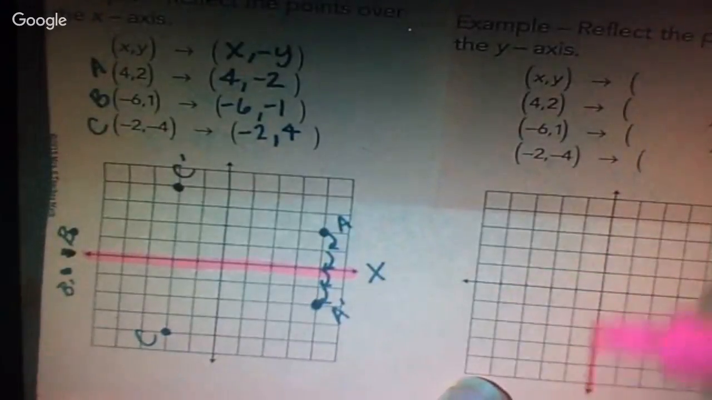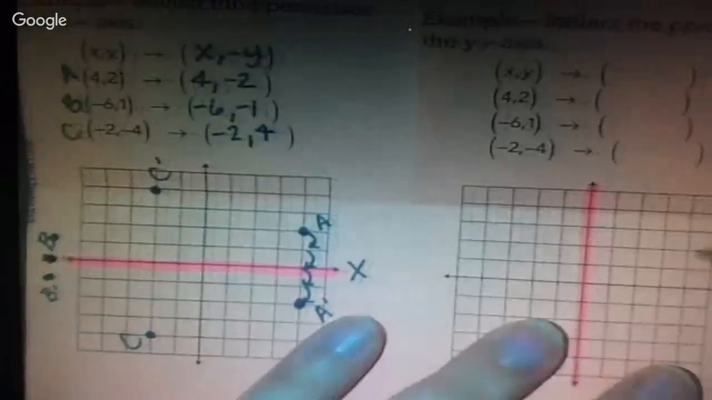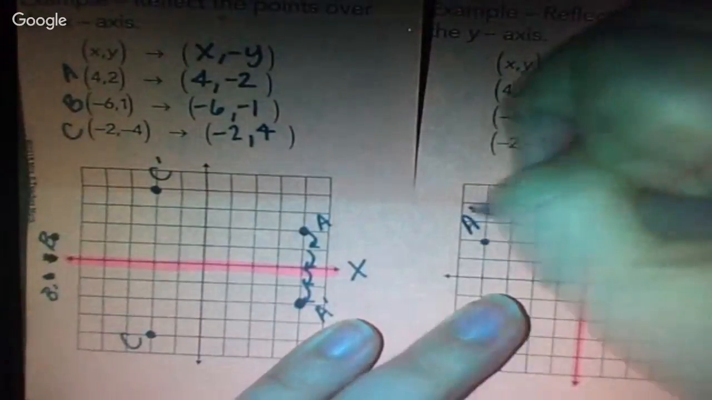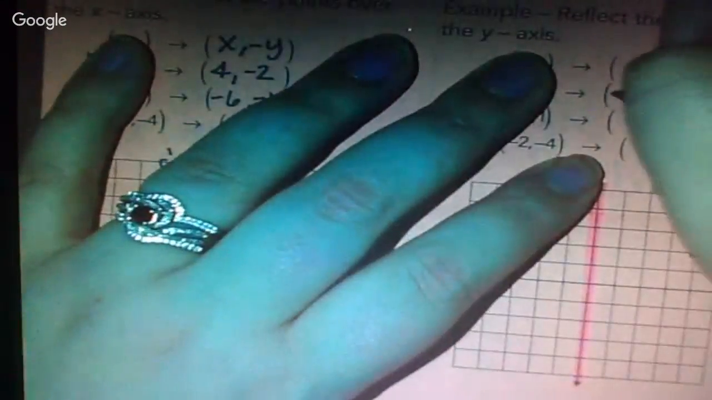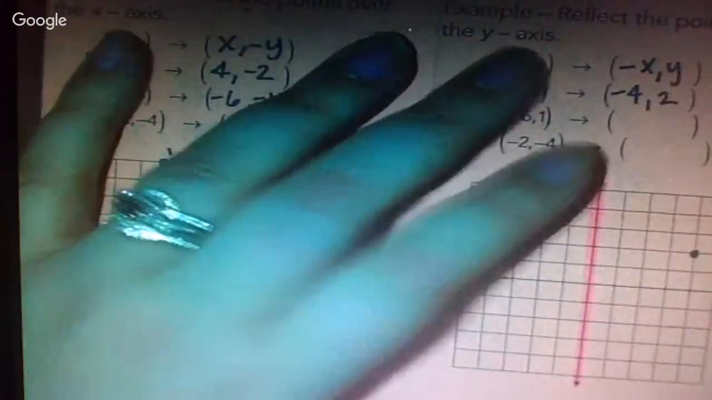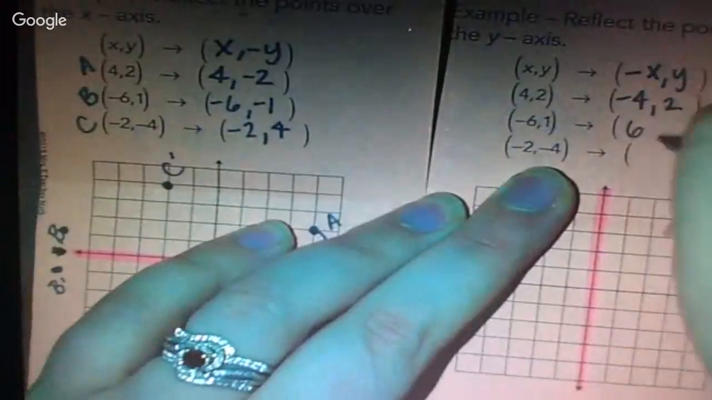Okay. So we reflect over this line now. So just like it happened on the other side where your Y value changed signs, this time your X value is going to change signs. So it started here at 4, 2. It goes over here to -4, 2. So your rule is -X, Y. Okay, so what's going to happen to -6, 1? Change your X. 6, 1. 6, 1. Good. 6, 1.